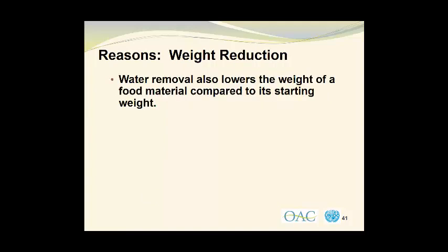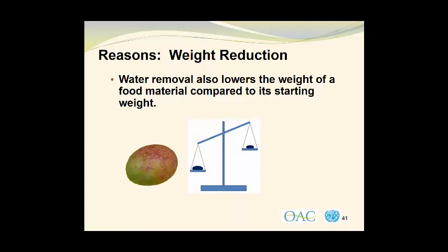Water removal also lowers the weight of a food material compared to its starting weight. In the case of a mango, we have a mango weighing perhaps 300-400 grams, but after we remove the skin and the seed and dry the material, we end up with a much lower weight of dried mango slices.